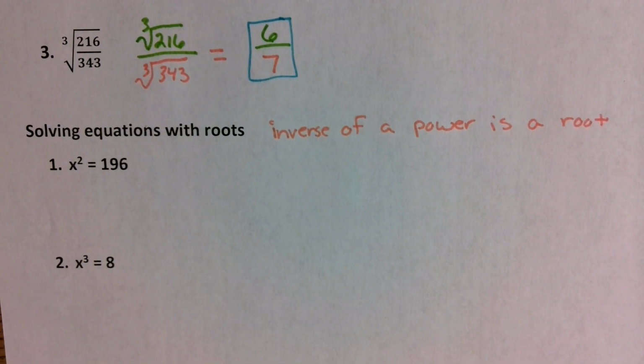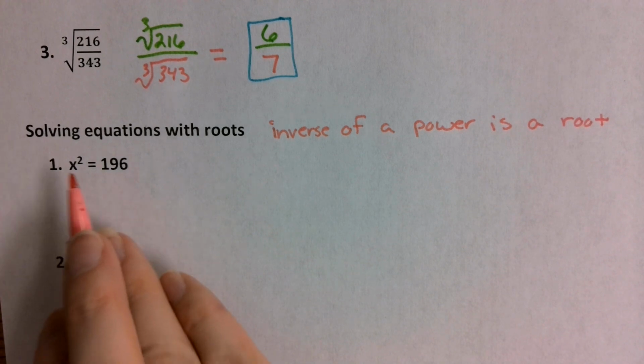So if it's to the second power, then it's the square root. If it's raised to the third power, it's a cubed root. If you're raising it to the fourth power, you're going to take a fourth root. You're going to take the opposite root.